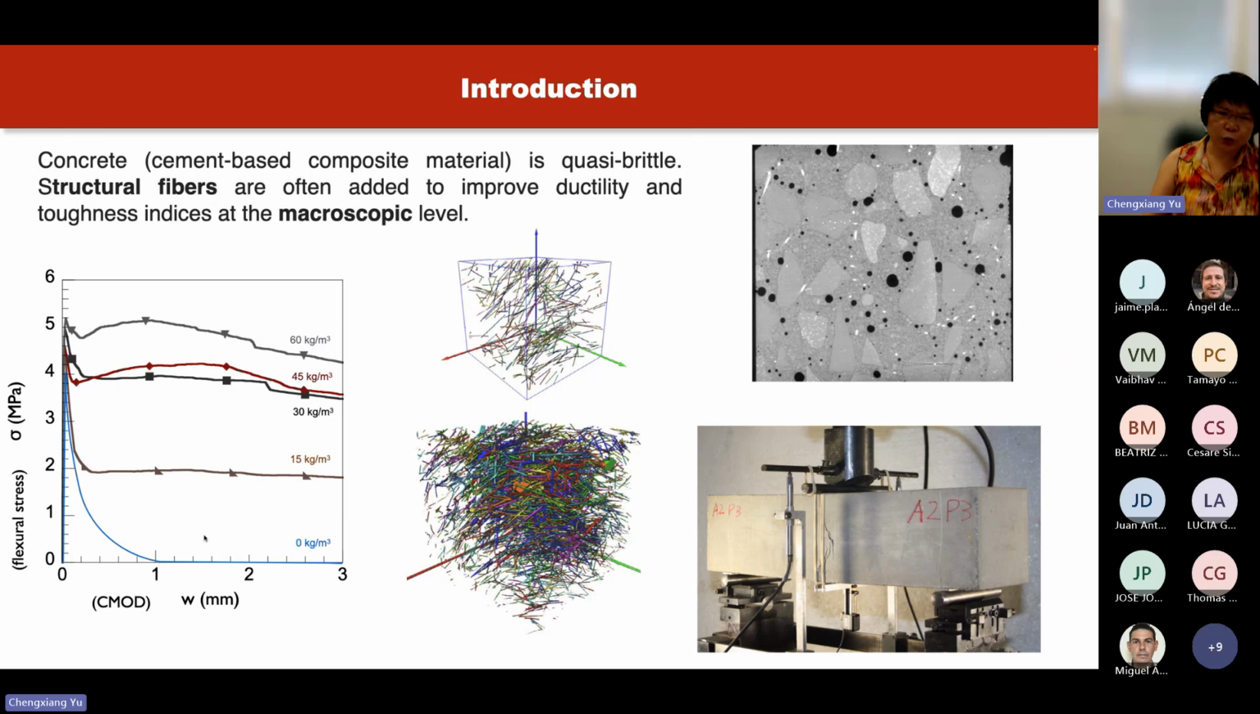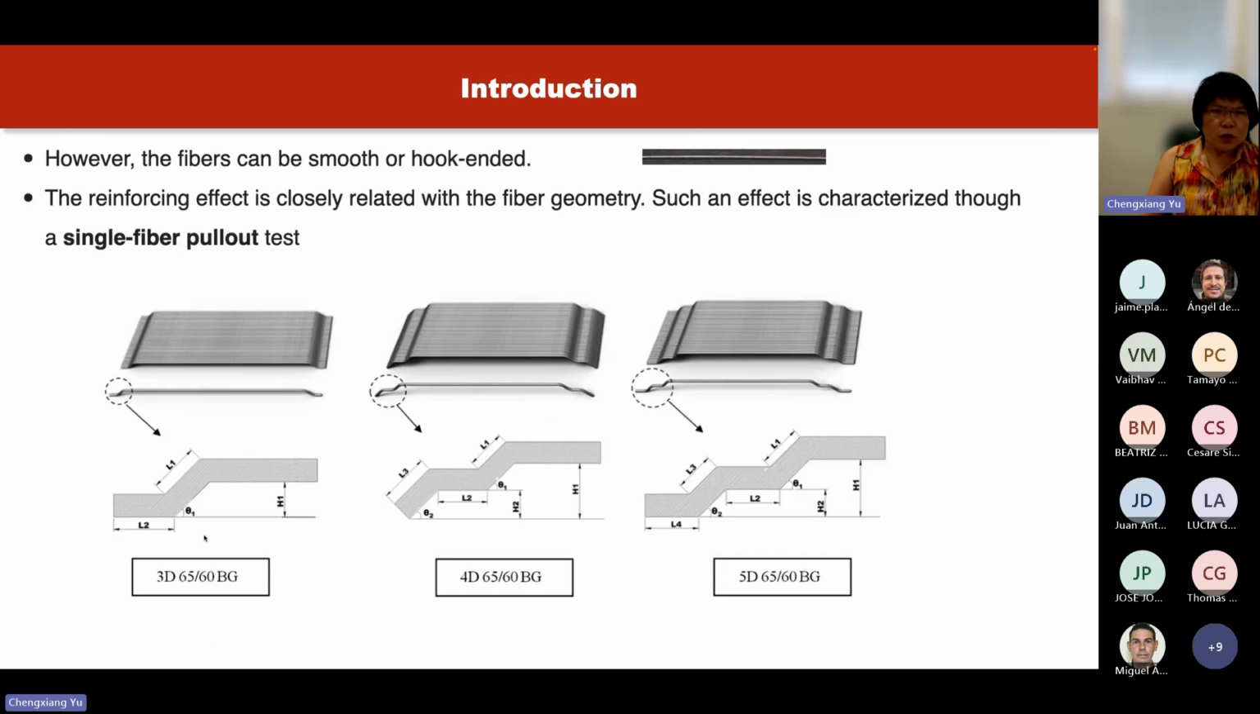In the center, the two figures are the steel fibers observed in the CT scan. The steel fibers can be smooth or hooked ended, and the reinforcing effect is closely related to the fiber geometry. Such effect is characterized through a single fiber pull-out curve. In the figures, the top one is the smooth fiber, and the bottom one shows 3D, 4D, 5D steel fibers, depending on how many segments the fiber has.